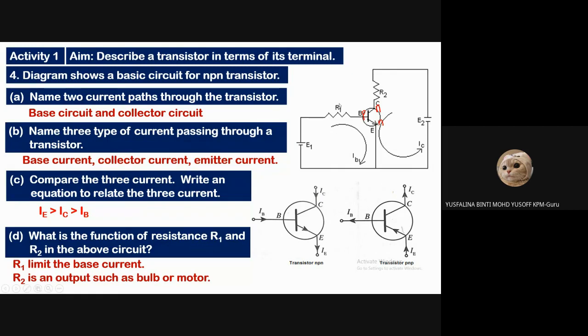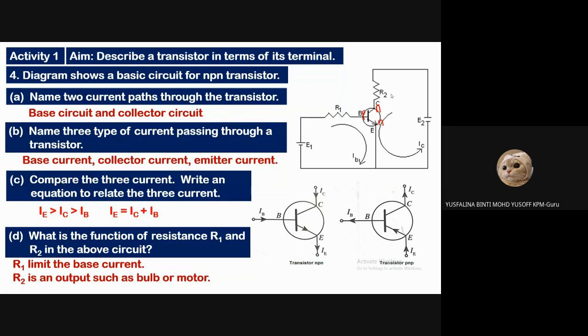Then R2. What is the function of R2? R2 is an output such as a bulb or motor, so you can change it to a bulb or motor. The important part is that you need to put the resistor at the base, because it controls the current that flows. We cannot let too much current flow to the base, because it will amplify. Small changes can amplify the base current, and then later your output, let's say your bulb, can be broken.